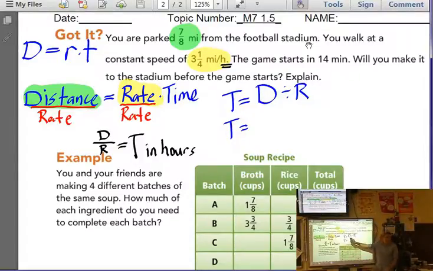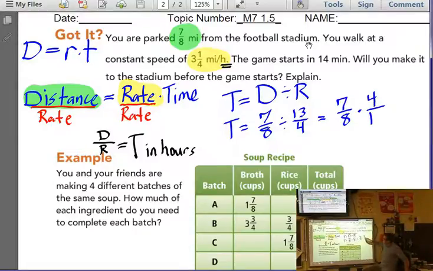Our distance is what? How far is the stadium? 7/8. You guys can just kind of shout it out at this point. As an improper, what's my rate? 13/4. We keep change flip to make it multiplication. 7/8 times 4 over 13. Now we can cross reduce. So we can divide by 4 and get a 1 and a 2.